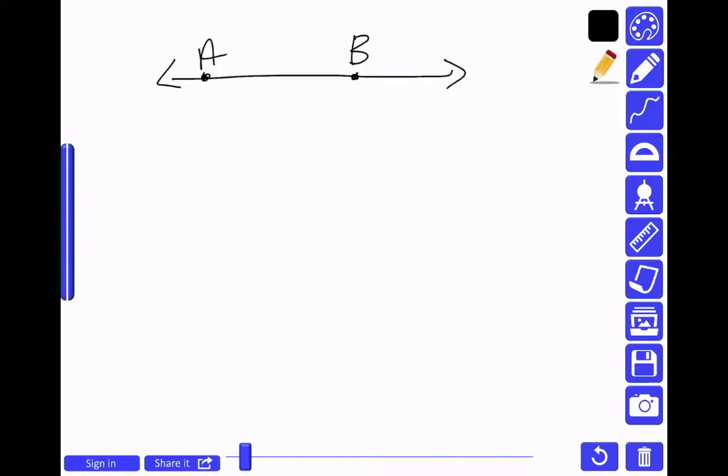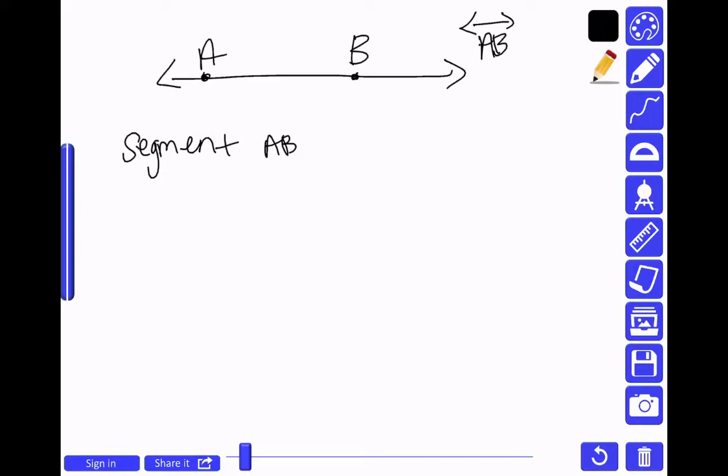Okay, here we have line AB. Remember, we call that and write it like this, line AB. Let's talk about the segment. So we also have segment AB. The difference between a segment and a line is that a segment has 2 endpoints and a line has no endpoints.